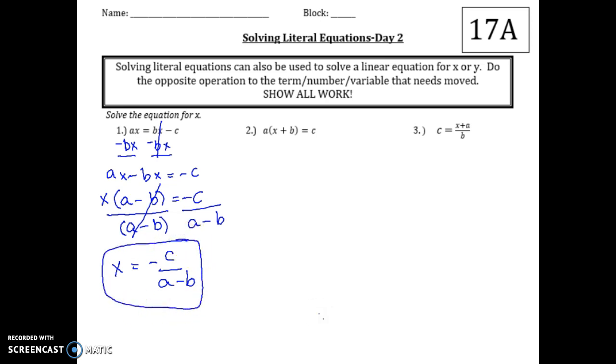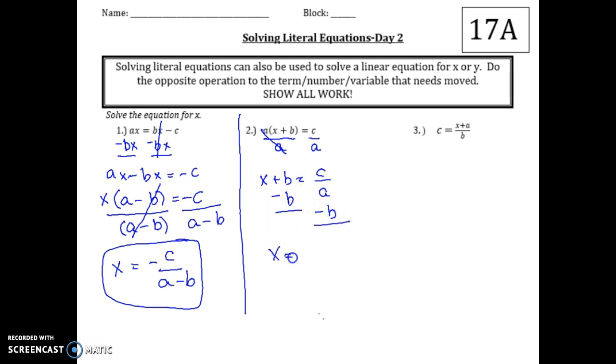Okay, number 2, we're solving for x again. So in this case, I have a times (x plus b). I'm going to start by dividing both sides by my a. Okay, when I do that, x plus b is equal to c divided by a. The a's would cancel out. Okay, now I need to get the b to the other side, and I'm going to do that simply by subtracting b on both sides. x would be equal to c divided by a, minus b.